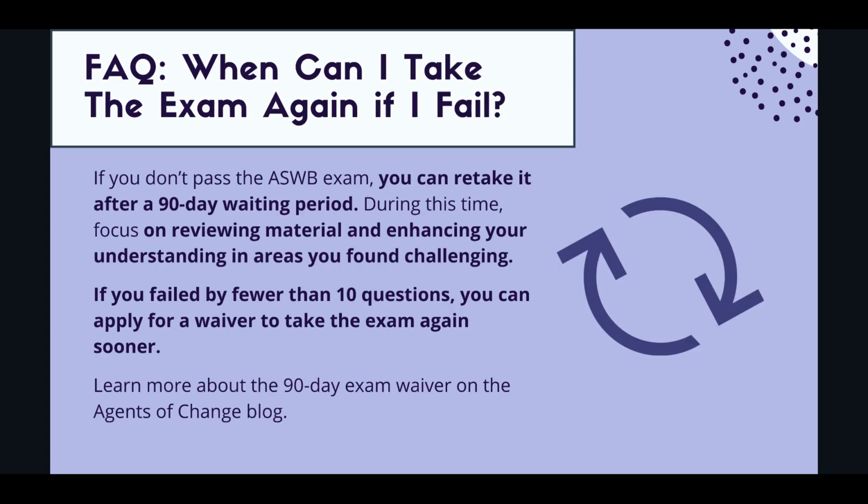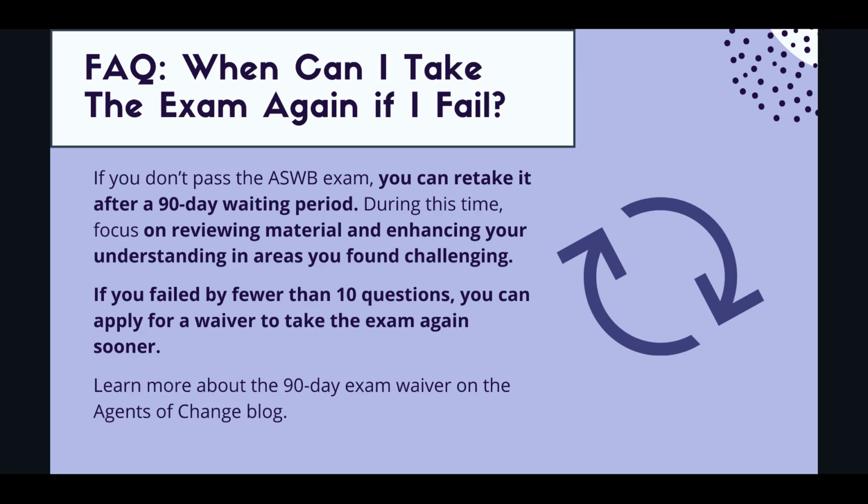One question we get a lot at Agents of Change is, for folks that maybe failed by a few points, 3, 4, 5, 6 points, they ask, when can I take the exam again? And there's a 90-day waiting period for taking the ASWB exam again. And typically we recommend folks take full advantage of that period. Again, review those areas you found challenging.